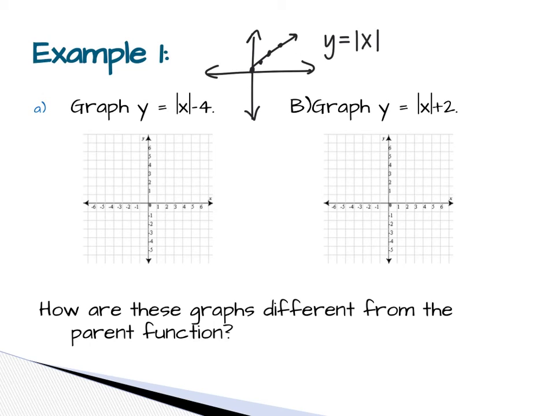But the absolute value of negative 1 is positive 1. So it's going to be negative 1, positive 1, negative 2, positive 2, negative 3, positive 3. And it's going to be in the shape of a V. That's what the parent graph looks like.